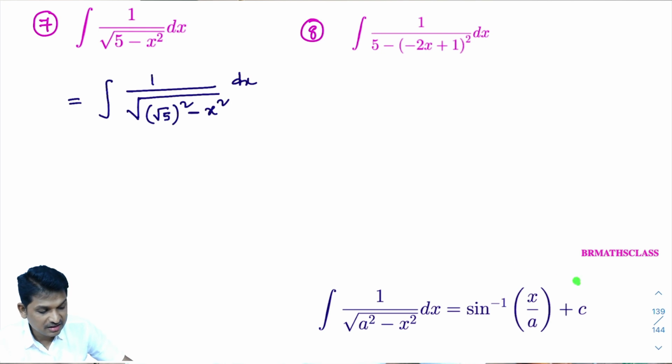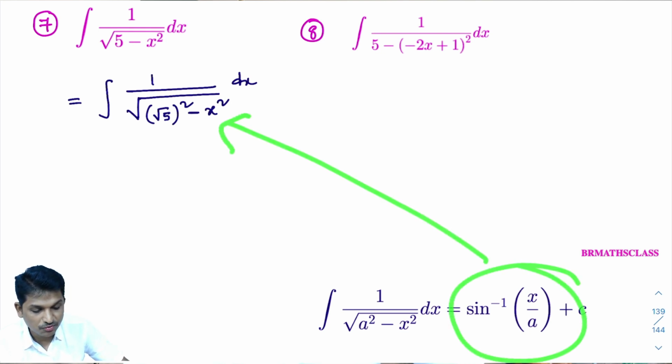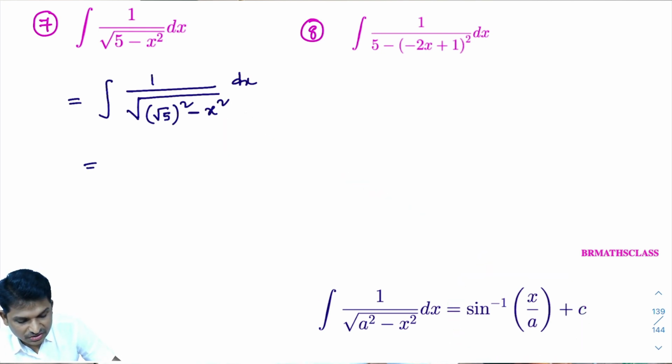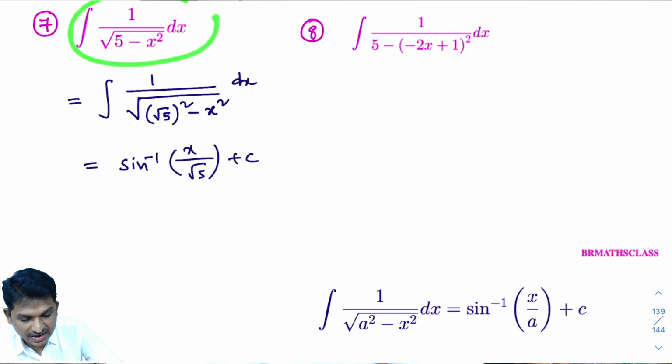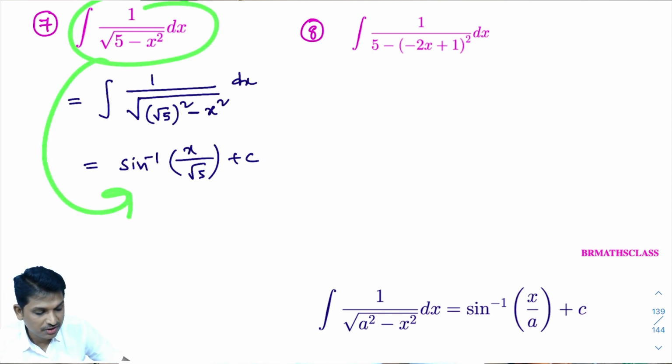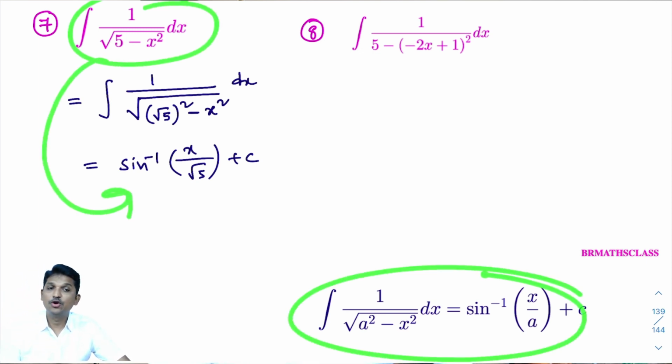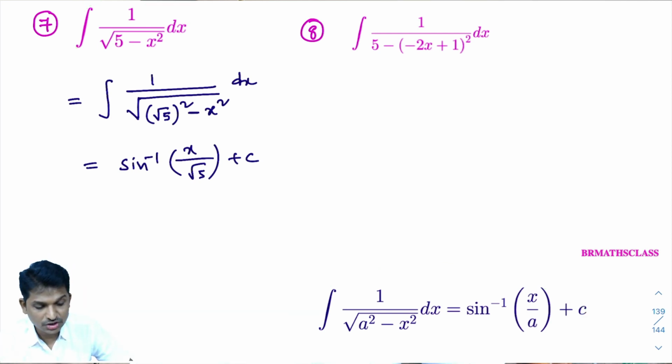Now apply this formula to this problem. What is the formula? Sine inverse of x. What is x? X is x only. X divided by a. What is a? A is root 5. So it is sine inverse of x divided by root 5 plus c. So I learned how to do this problem with the help of this formula. I hope you understand. Good.